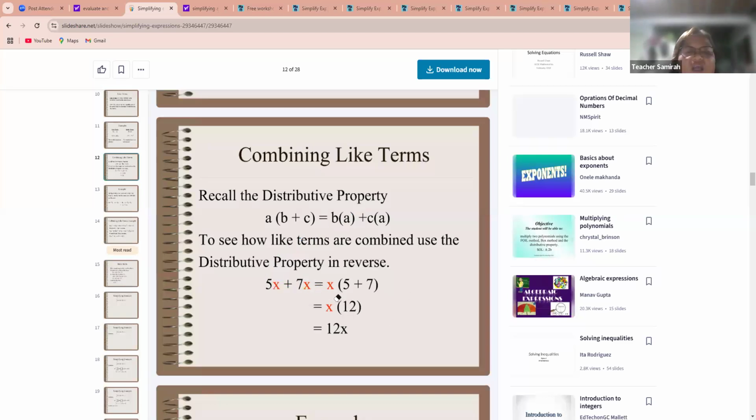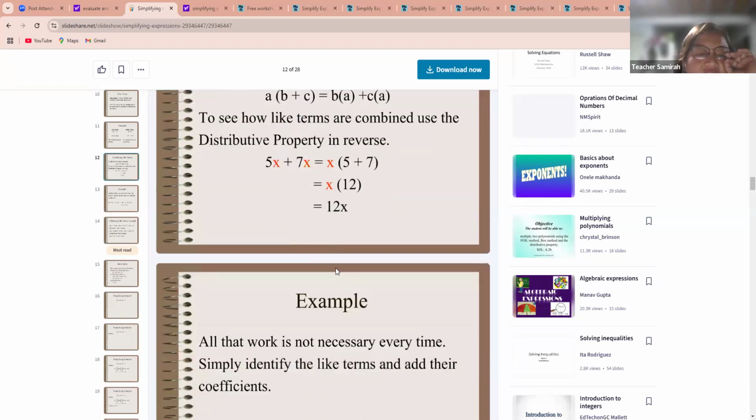So look at this: x multiplied by the quantity 5 plus 7. 5 plus 7 is 12. Multiply 12 by the variable x, and it would give us 12x. Okay, next. Example.